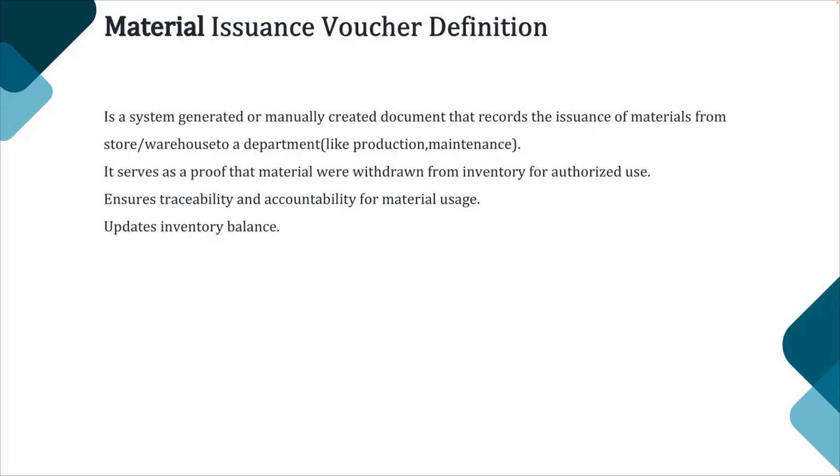When it comes to the material issuance voucher, it is a system generated or manually created document that records the issuance of materials from store or warehouse to a department like production and maintenance. It serves as proof that materials were withdrawn from inventory for authorized use, ensures traceability and accountability for material usage, and of course updates your inventory balance. So this is the material request as well as the material issuance voucher.